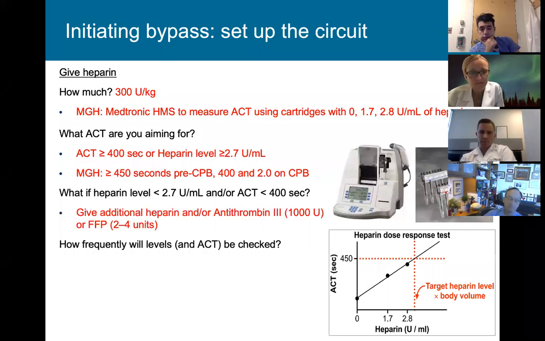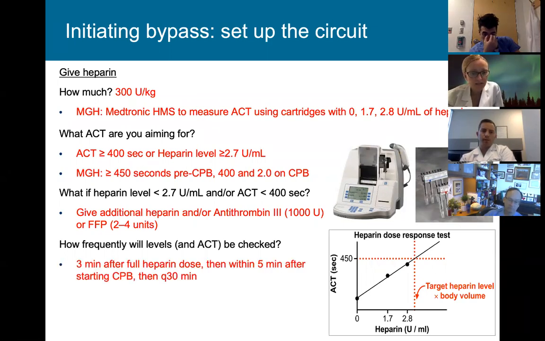Excellent. We can give antithrombin about 1,000 units, or FFP. Then we usually check ACT 3 minutes after giving a full heparin dose, and within 5 minutes after starting bypass. Let me just interrupt you. Always consider human error too: if heparin was actually not given, or if what was given was not heparin. These are very important considerations.